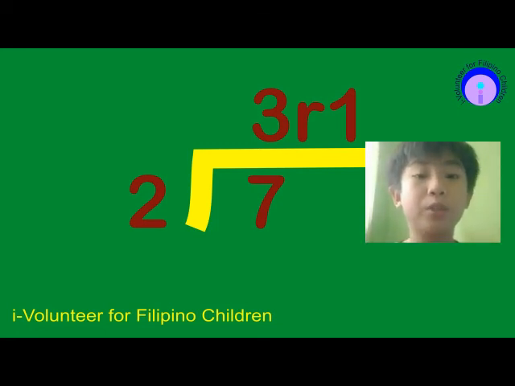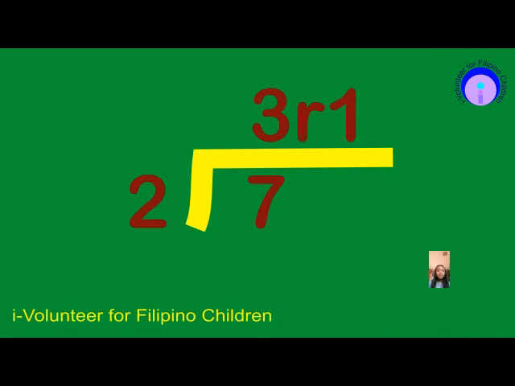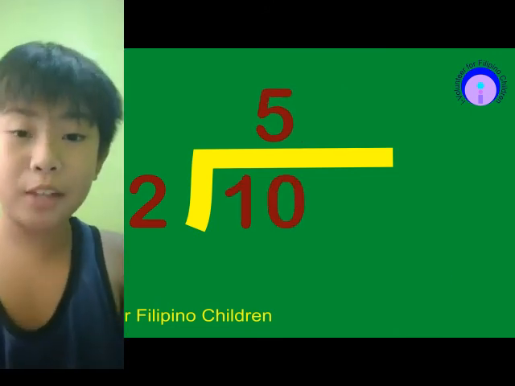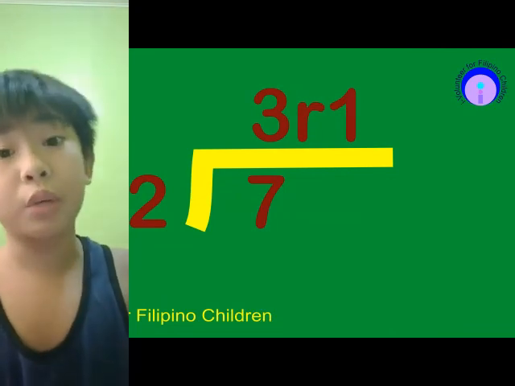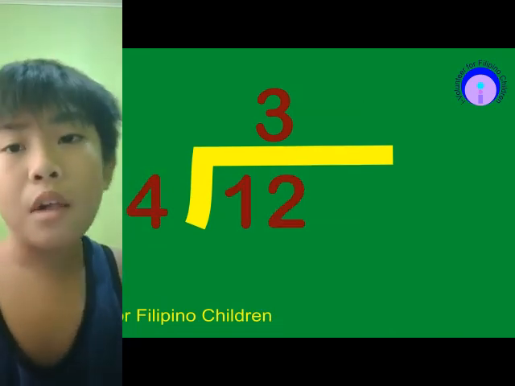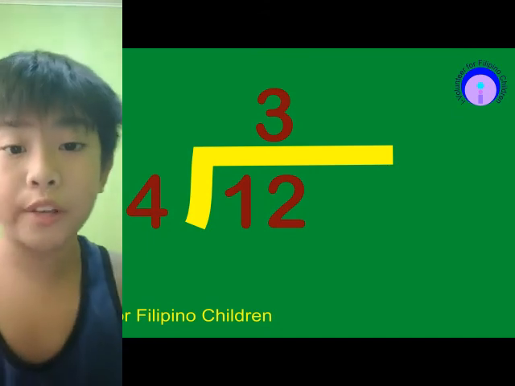10 divided by 2 is equal to 7. 7 divided by 2 is remainder 1. Remainder 1. 10 divided by 2 is equal to 5. 7 divided by 2 is equal to 3, remainder 1. 12 divided by 4 is equal to 3.